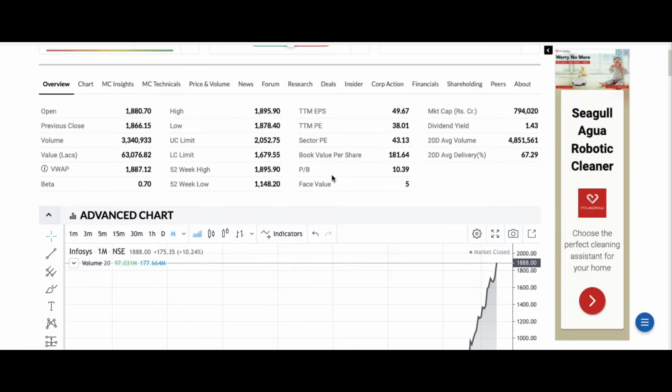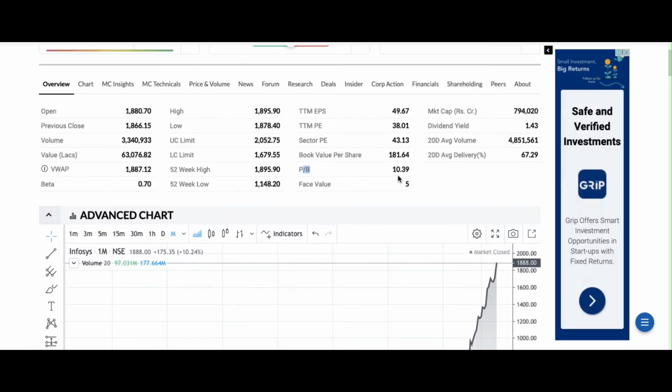The next parameter which we should look at is the PB ratio. We can see that the PB ratio is 10.39 and the book value of the share is 181.64. So the PB ratio is derived from the book value of the share itself. The face value of the share is 5 rupees and the market capitalization of the company is 7,94,000 crores.